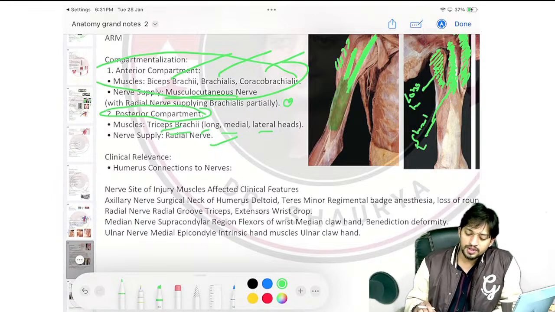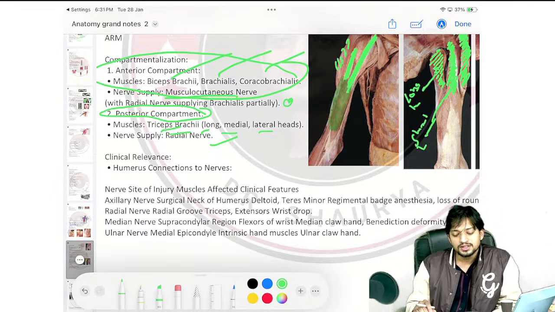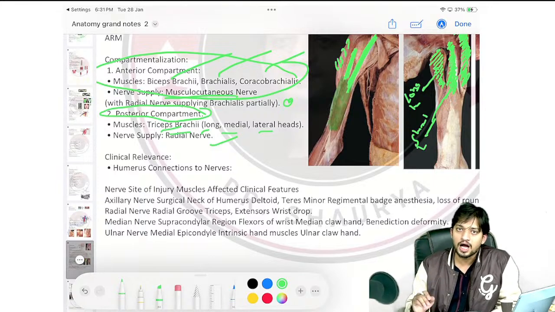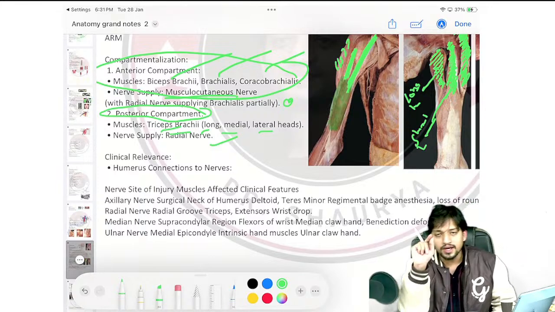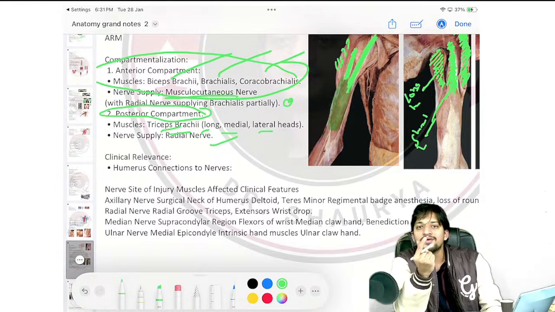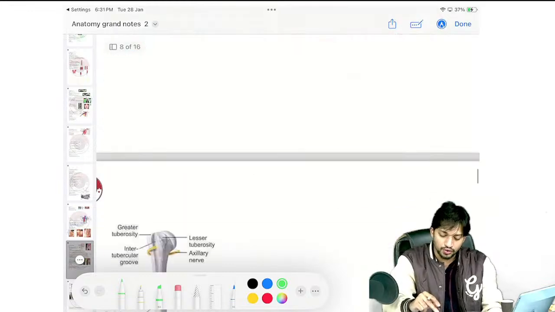Chalo. So now coming here. What is the clinical relevance? Now we have discussed the nerve supply of the anterior compartment and the posterior compartment of the arm. One exception I was talking to you about is the radial nerve. See, the radial nerve has a very specific and unique arrangement. I'll show you. Look at this image.